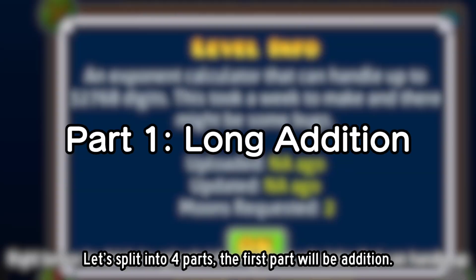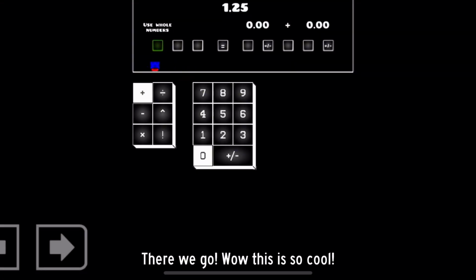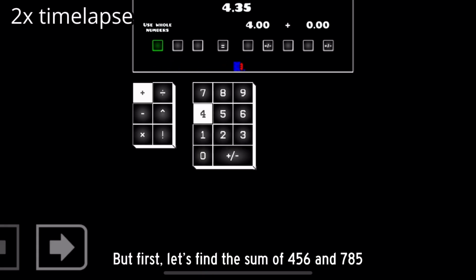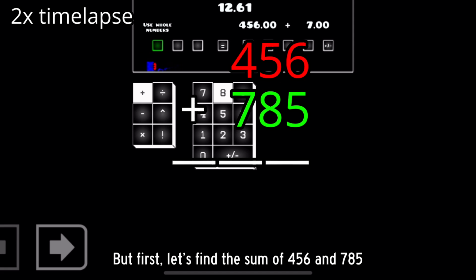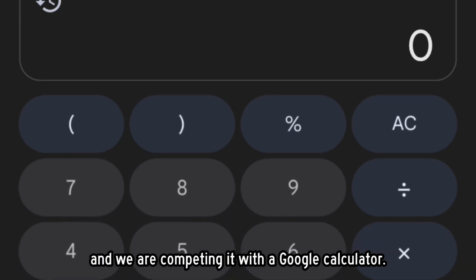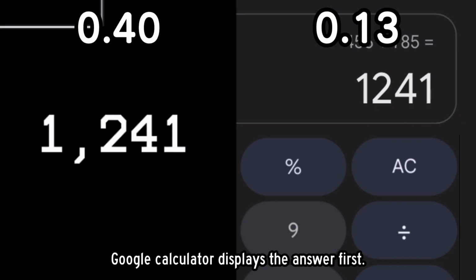The first part will be addition. 1 second, the level takes a little bit to load. There we go. Wow, this is so cool. But first, let's find the sum of 456 and 785, and we are competing it with the Google calculator. If both hit the equal sign, you can see that the Google calculator displays the answer first.